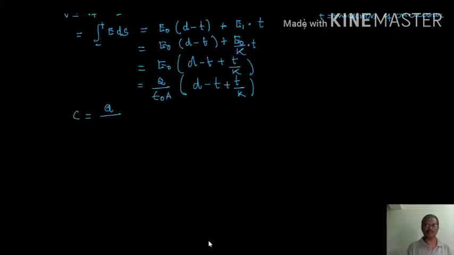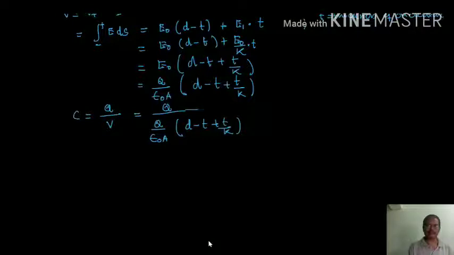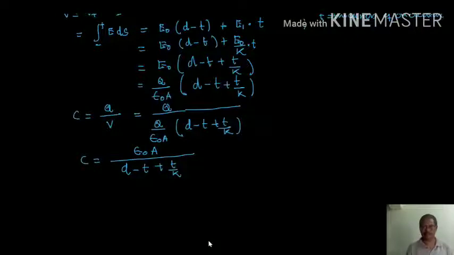Now the capacitance of the parallel plate capacitor with dielectric is given by Q, the charge on the plate which remains unchanged, divided by the potential difference V. So Q by V is Q by epsilon 0 A into d minus t plus t by K, or C equals epsilon 0 A divided by d minus t plus t by K. So this is the capacitance of the parallel plate capacitor partially filled with dielectric.